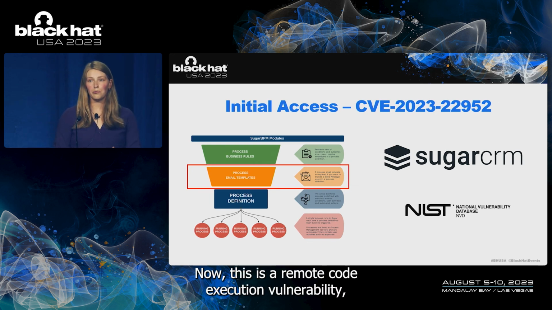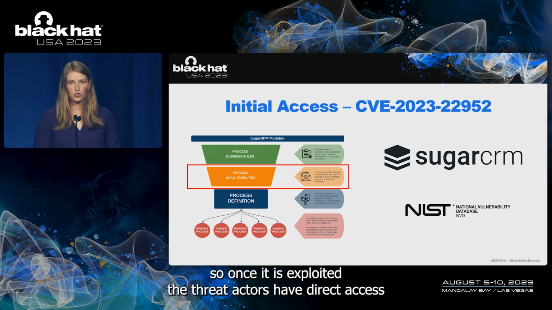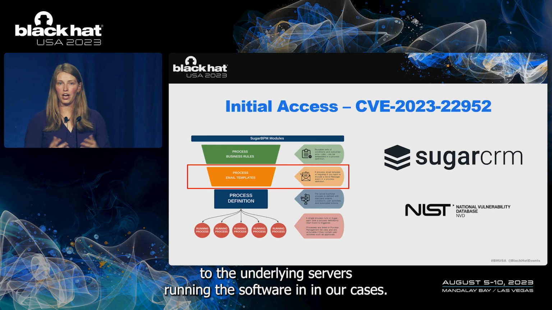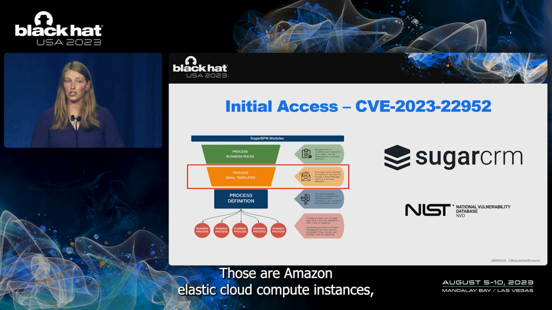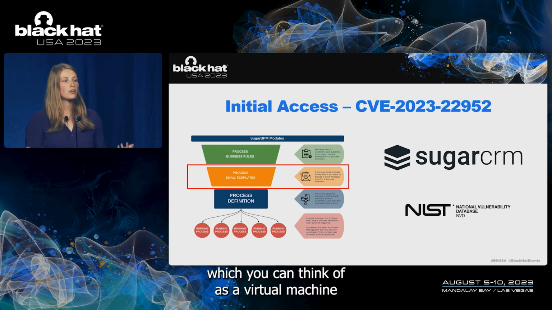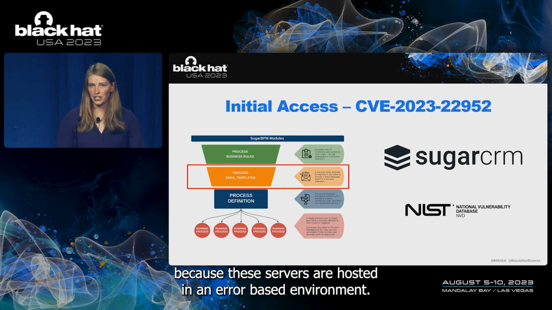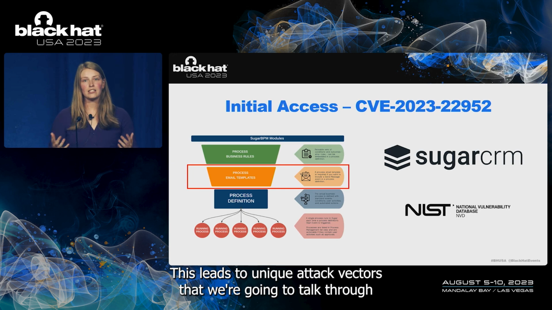Now, this is a remote code execution vulnerability, so once it is exploited, the threat actors have direct access to the underlying servers running the software. And in our cases, those were Amazon Elastic Compute Cloud instances, which you can think of as a virtual machine. Because these servers are hosted in an AWS environment, this leads to unique attack vectors that we're going to talk through.